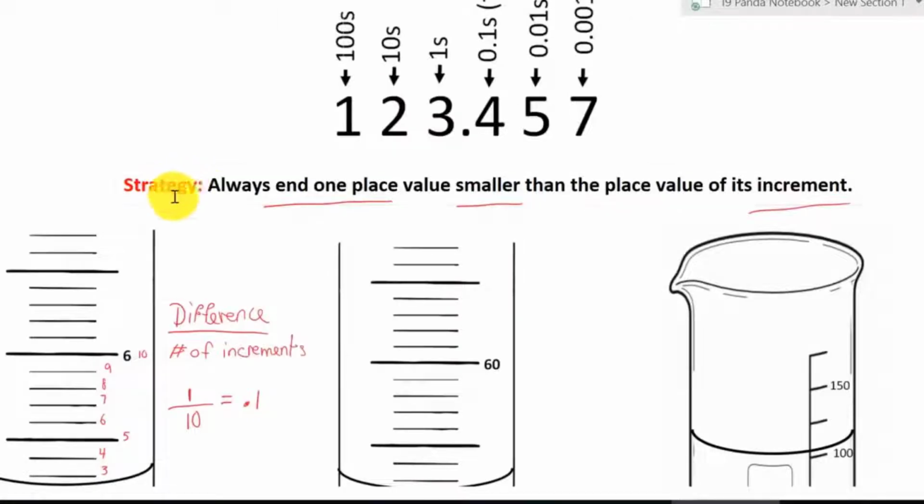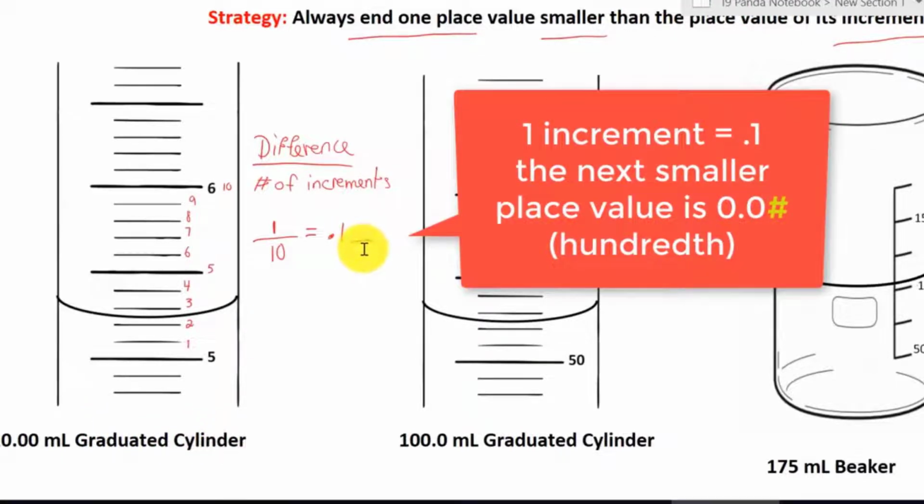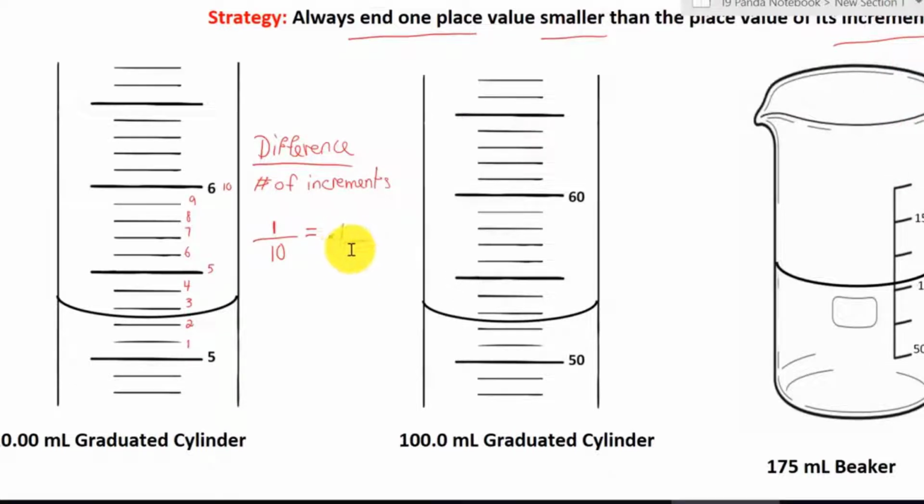Let's go back to the strategy. The strategy is always to end one place value smaller than the place value of its increment. So now let's look up here. What is smaller than tenths? Hundredths. For this device, it will always end at the hundredths. There will always be 2 decimal places.